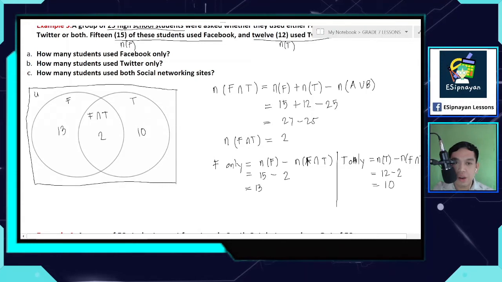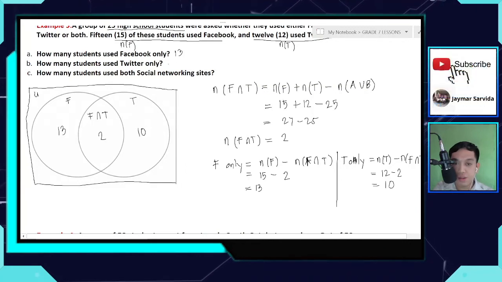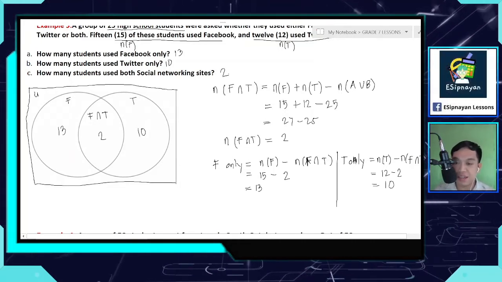Ayan. So, how many students used Facebook only? We have 13. How many students used Twitter only? 10. And how many students used both social networking sites? 2. Okay, so I hope na-gets ninyo yung ating example number 3.